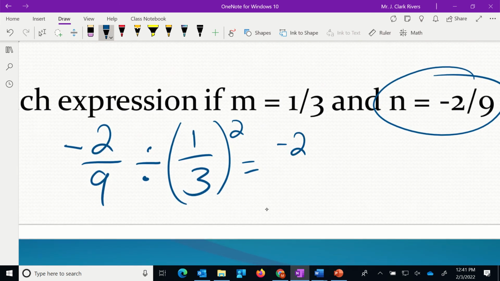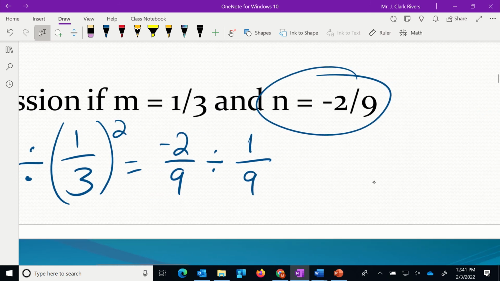So I'm going to jot down -2/9. We're going to divide that by, and let's go ahead and square 1/3. Remember, to square a fraction, numerator multiplied by itself: what's 1 times 1? 1. Denominator multiplied by itself: what's 3 times 3? 9. So we get 1/9. Again, numerator times itself, 1 times 1 is 1, denominator times itself, 3 times 3 is 9.